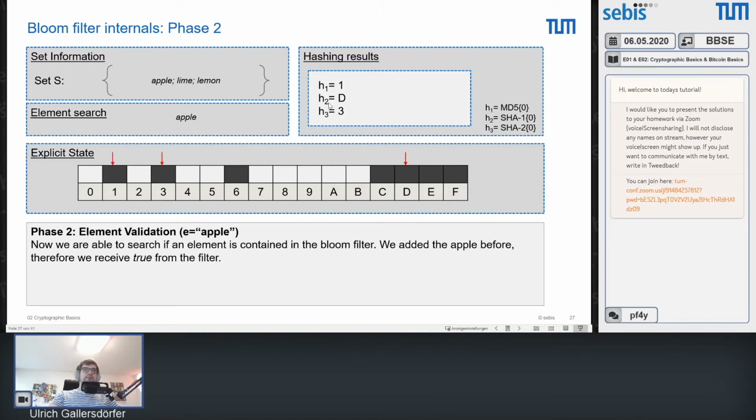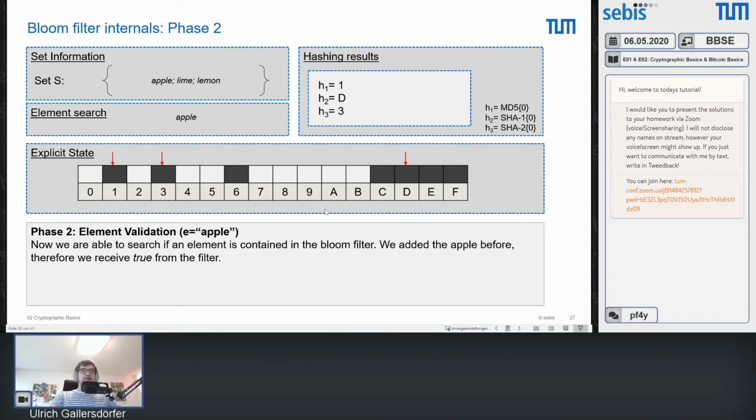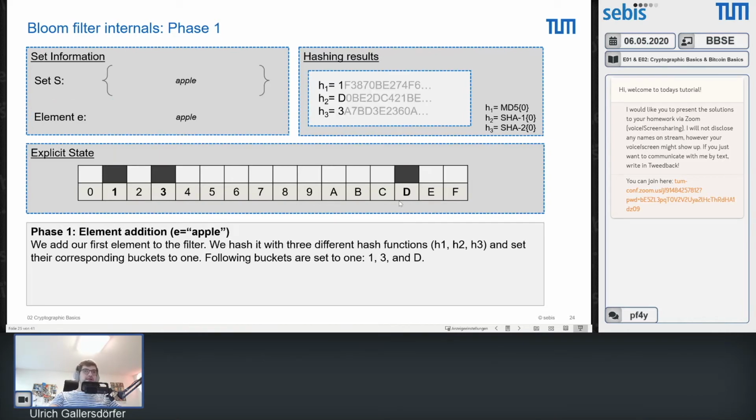I think our addition is now finished. We added our three fruits here, and now we want to search for these fruits. The first one is apple. We search whether the element apple is in there. We know for a fact that apple is in there, but let's see what our bloom filter returns. Again, we take apple, hash it, get 1D3 from the three hash functions, and check the corresponding buckets. 1 is set to 1, 3 is set to 1, and D is also set to 1. So this enables us to say we found the apple within the bloom filter. What does a yes mean?